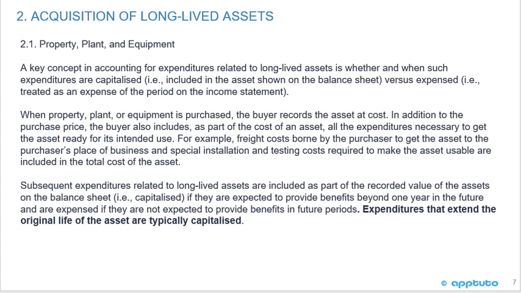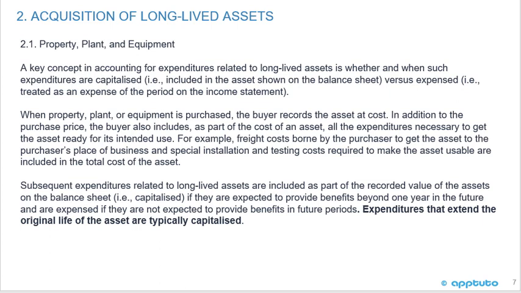So we've seen that before. I'm kind of repeating myself, but it's just to cement that in, that you need to include all the costs to get the asset into the place of business, installation, and testing. Subsequent expenditures related to long-lived assets are included as part of the recorded value of the asset on the balance sheet if they are expected to provide benefits beyond 1 year in the future and are expensed if they are not expected to provide benefits in future periods.